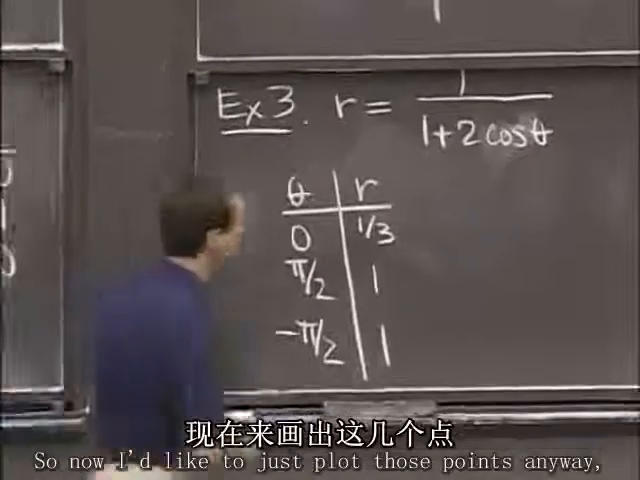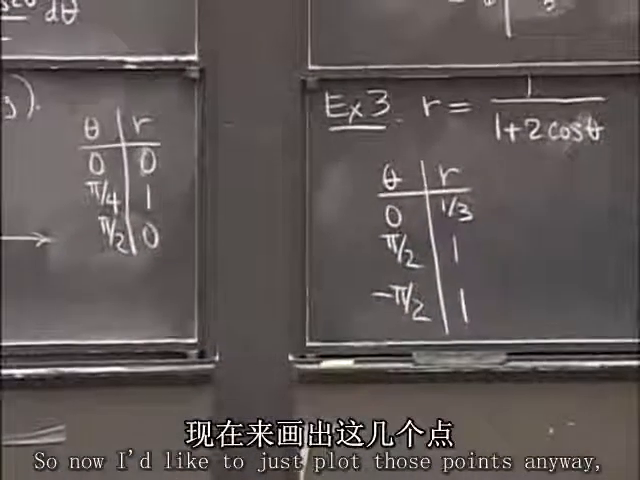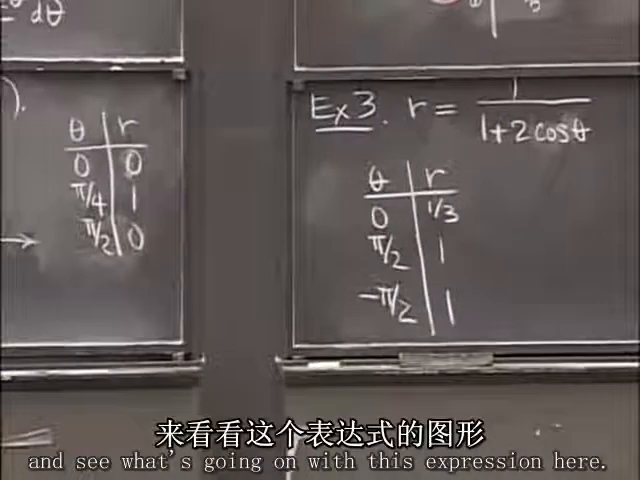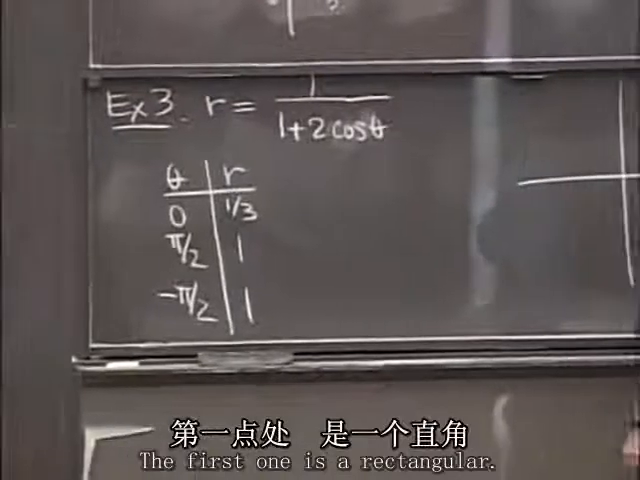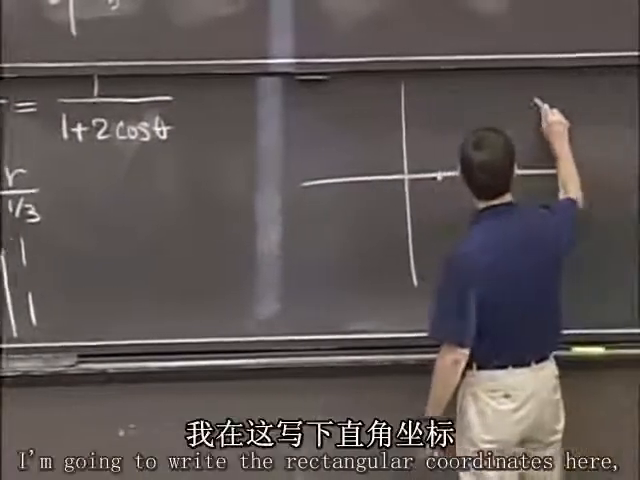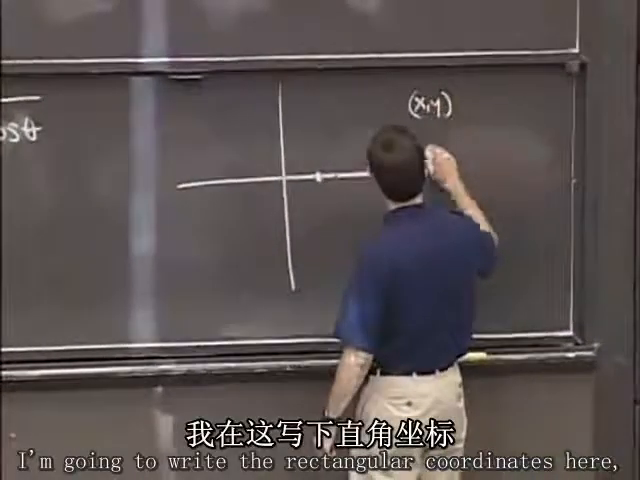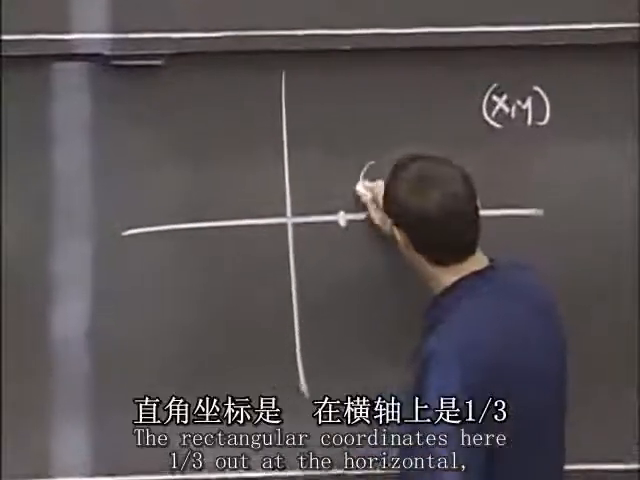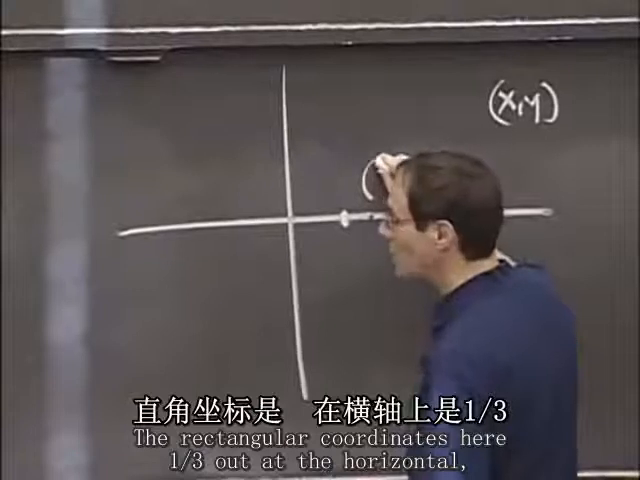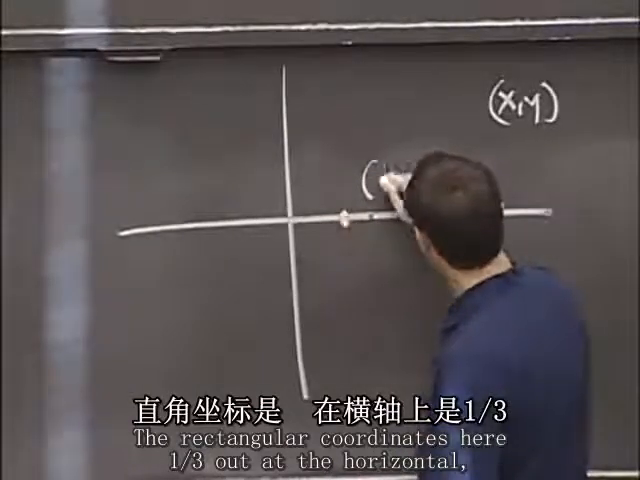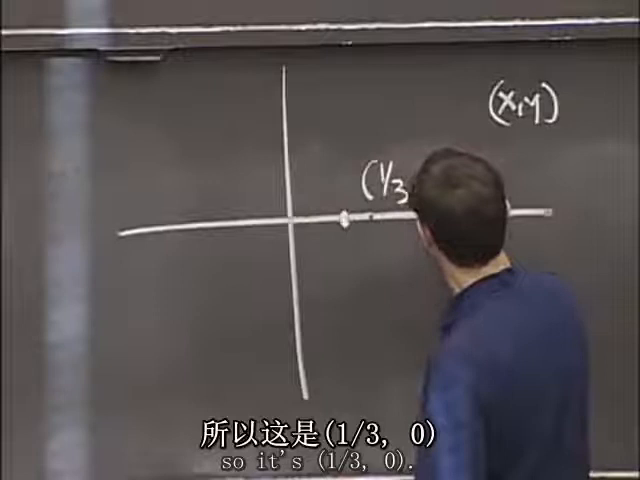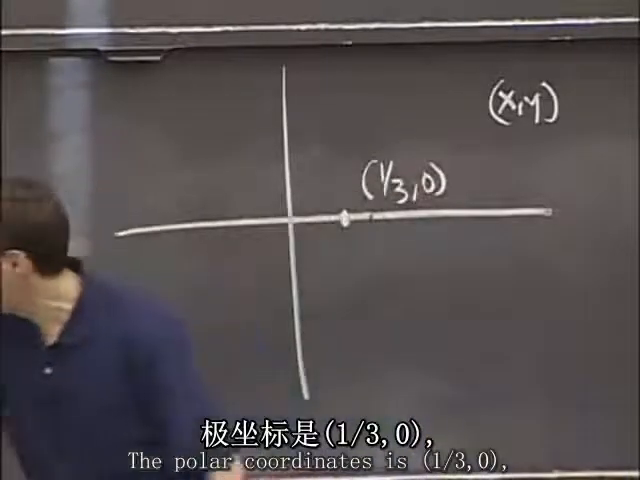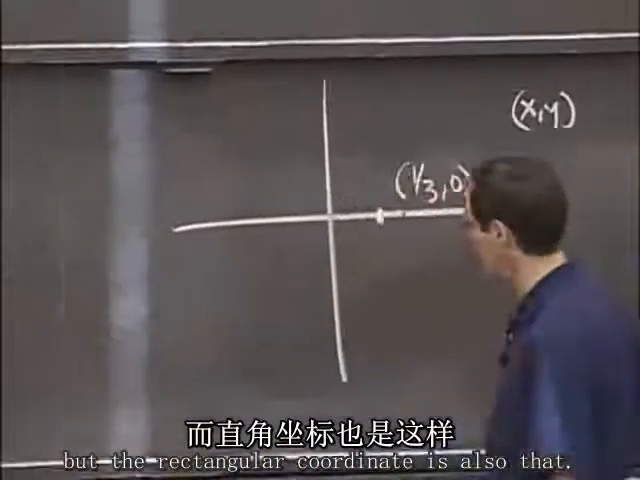So now I'd like to just plot those points anyway and see what's going on with this expression here. The first one is rectangular. I'm going to write the rectangular coordinates here, not the polar coordinates. The rectangular coordinates here are a third out at the horizontal, so it's (1/3, 0). The polar coordinate is (1/3, 0), but the rectangular coordinate is also that.